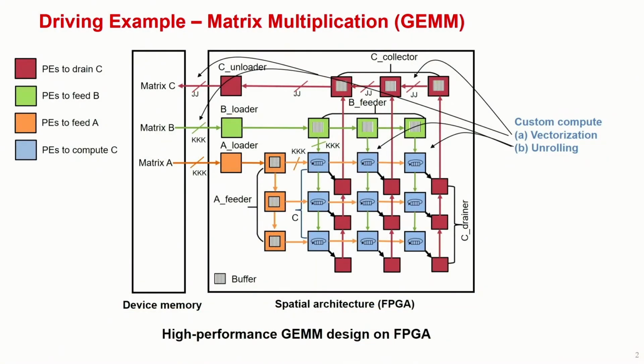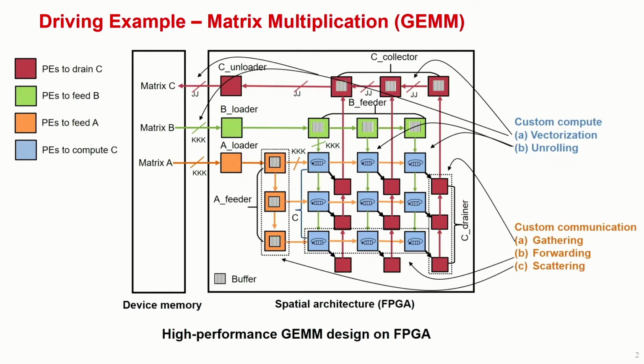Now, if we look closer into this design, we can find that it consists of compute customizations in the form of data vectorization, where the reads of matrices A and B are vectorized, and the writes to matrix C are also vectorized. We can also find loop unrolling in the form of a 2D array of compute PEs. We can also find communication customization in the form of data gathering. For example, the C drainer PEs implement a gather network to collect the data.